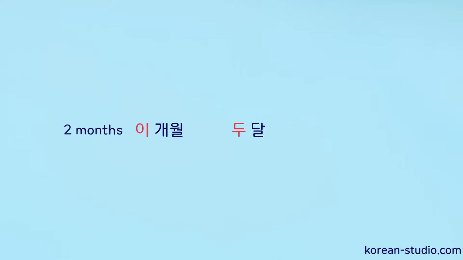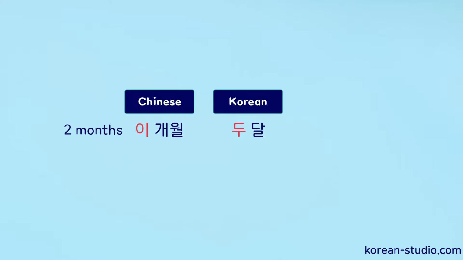Now the main reason for this is because 개월 is rooted in Chinese language, while 달 is rooted in Korean language. So generally, we use Sino-Korean numbers with counter words rooted in Chinese, while native Korean numbers are used with counter words rooted in Korean.